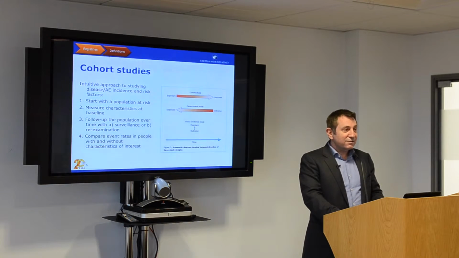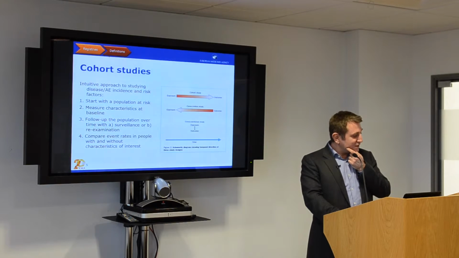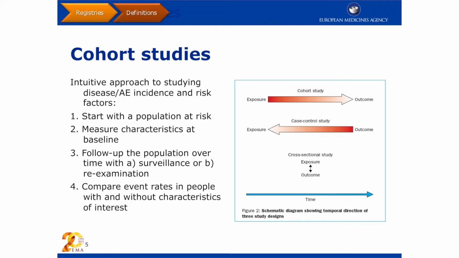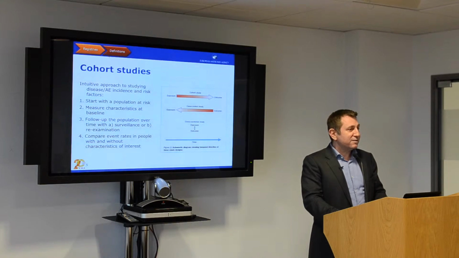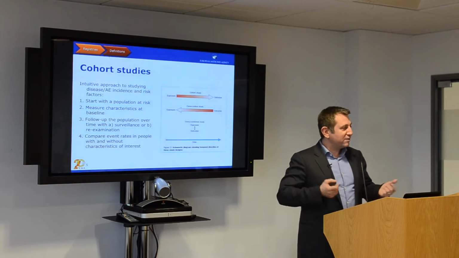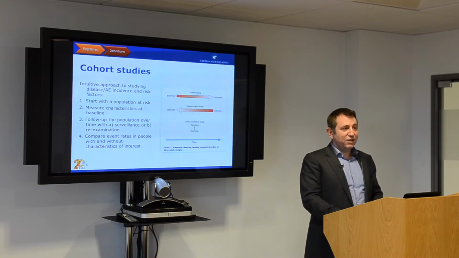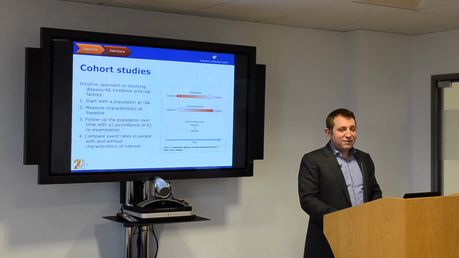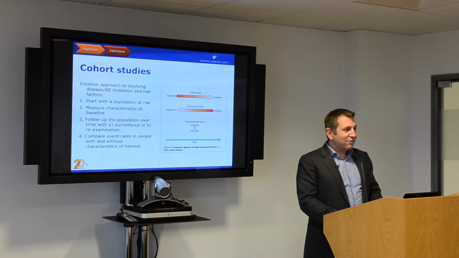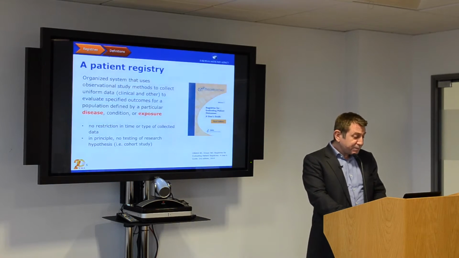I think it is intuitive what cohort studies are. You start with the population at risk. You follow up this population until an event occurs. Clearly, the population at risk has some characteristics, which can be drug exposure but also other risk factors. And so, obviously, you can derive the incidence rates for the outcome of interest accordingly.